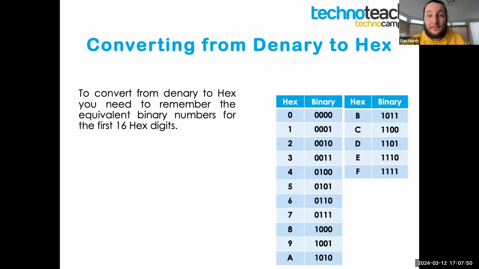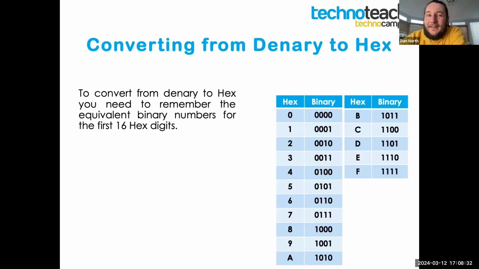But yeah, hexadecimal allows us to count very big numbers and conserve a lot of space because we have 16 digits to use. Now, converting from denary to hex, a good method of doing this is to remember the equivalent binary numbers for the first 16 hexadecimal digits. Okay, so 0 is all zeros in binary. 1 is 0001. 2 is 0010. 3, 0011. All the way up to 1111.